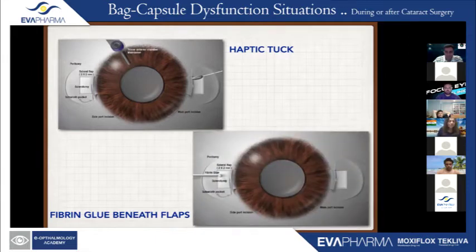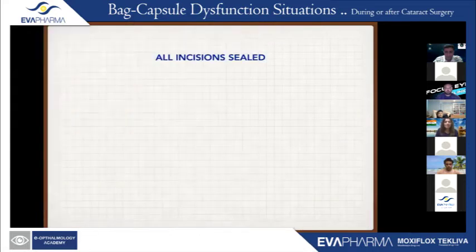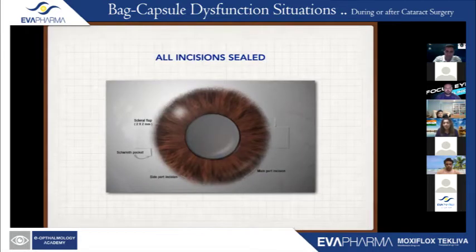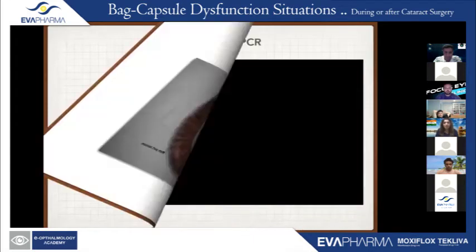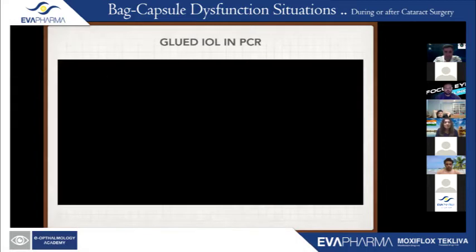Glue is for sealing up the flaps, and it prevents postoperative hypotony in these cases. Once you have sealed up the flaps, you use that glue to seal up all the other incisions all across. So that is the basics which I tried to get in with the animations.